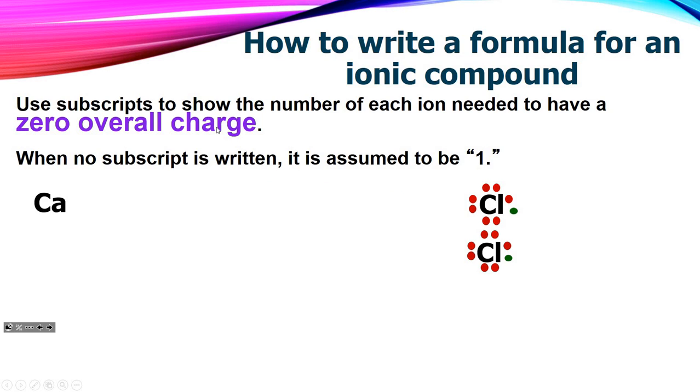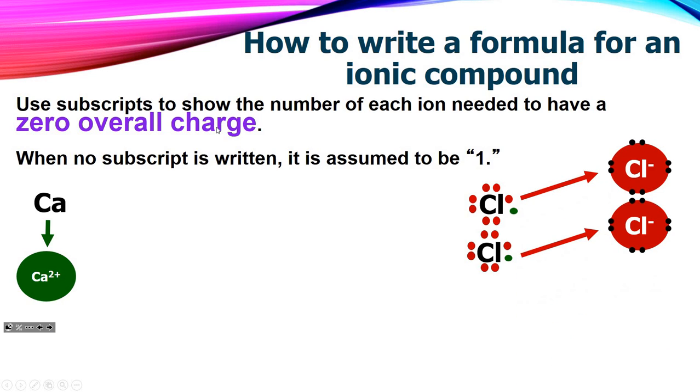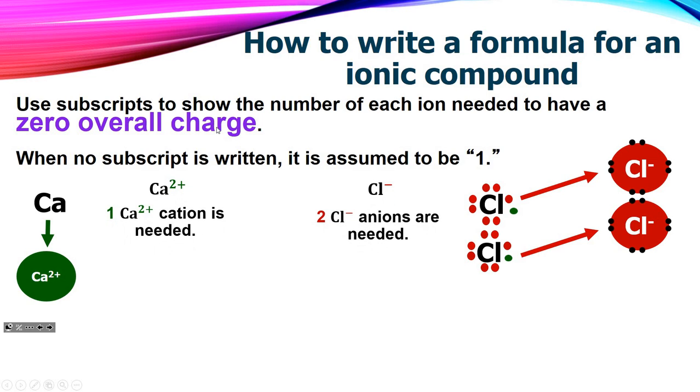When it moves, I now become a cation, calcium plus 2, and a plus because I've lost that mass and I've shrunk in size. My chlorines have gained electrons and they've got bigger. Okay? So as I'm looking at it, I need one calcium for every 2 chlorine ions. Right? So they're both isoelectronic with a noble gas.